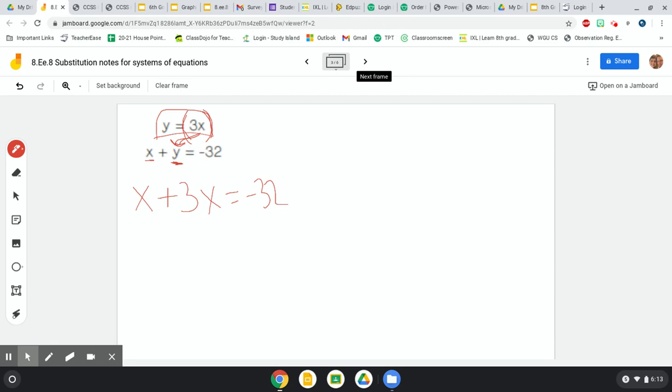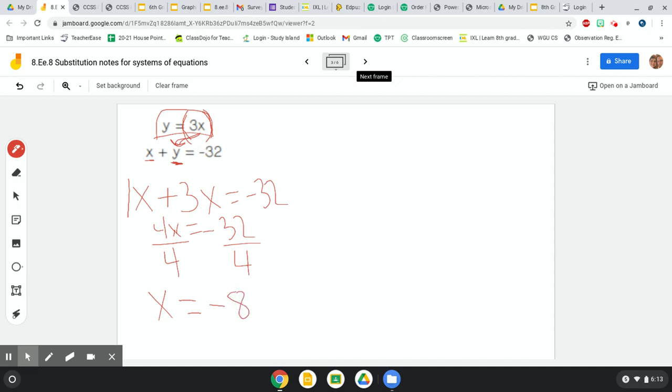So I'm going to combine like terms. Remember, if there's an x by itself, I can put a 1 there. So this is really like 4x equals negative 32. And now I'm just solving an equation like we learned previously. And then the last step is to divide by 4 on both sides. So x is going to be equal to negative 8.